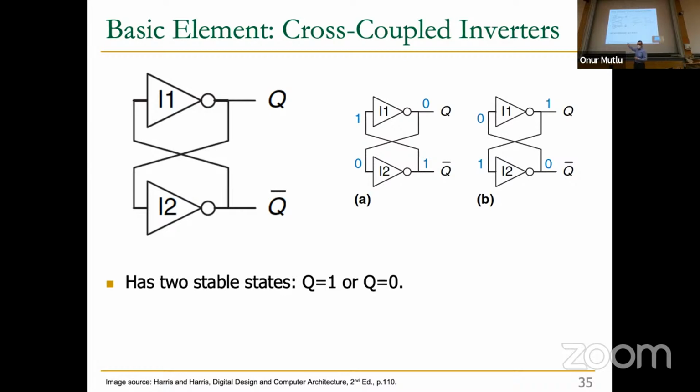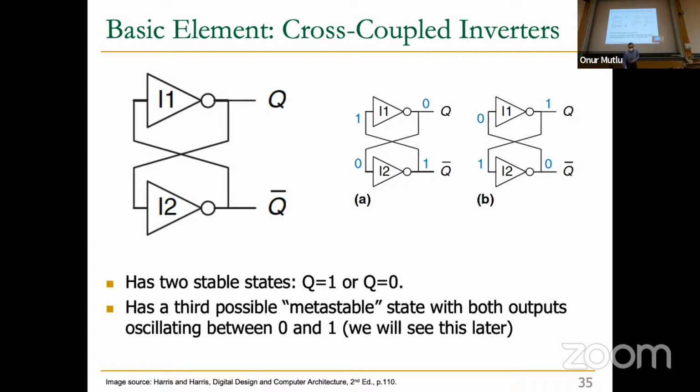Okay, these are the stable states copied and pasted from your book, and you can convince yourself these are the stable states. There is also a third possible metastable state. This is unfortunate, with both inputs oscillating between 0 and 1. If you didn't set this correctly, you can get into a situation where both inputs change from 0 to 1, 1 to 0, 0 to 1, 1 to 0, and then eventually somehow randomly they settle to some value. This is something that's not desirable.